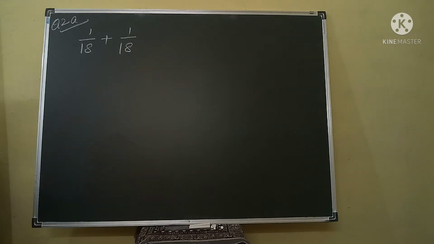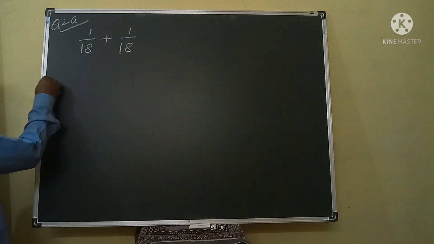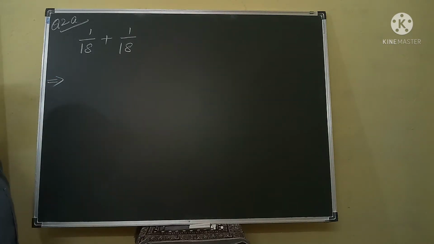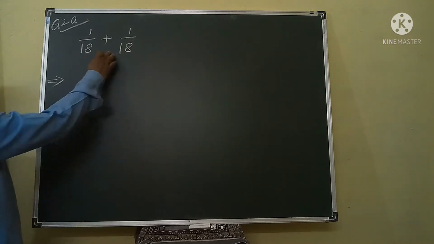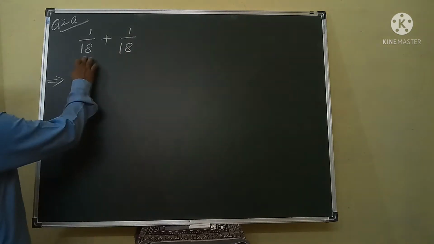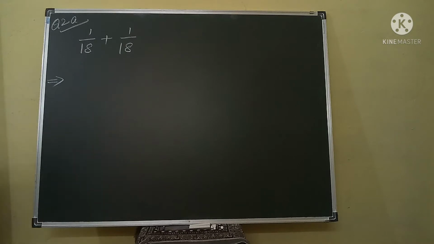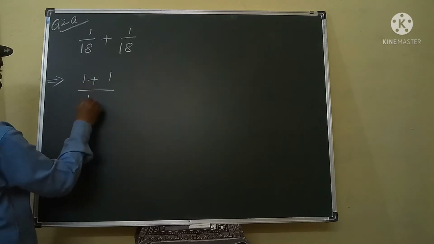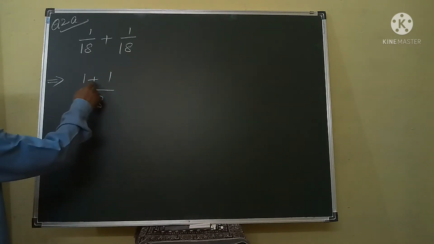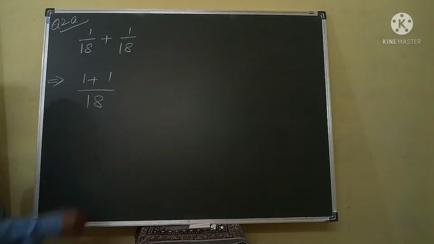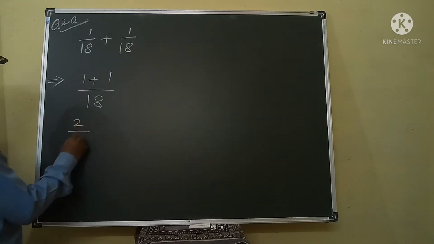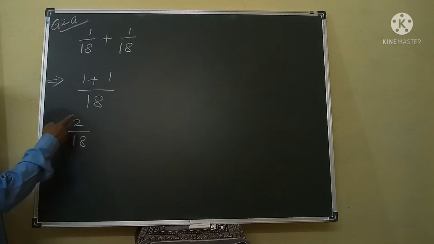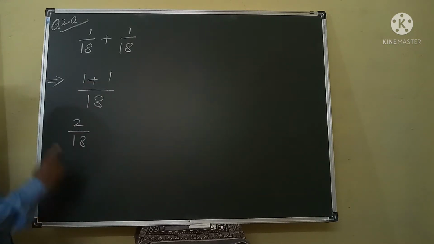Then what will we do? It is very easy. How will we add these two like fractions? The denominator is 18. In this type of question, you will write 1 plus 1 upon 18. 1 plus 1 is 2, so 2 upon 18.